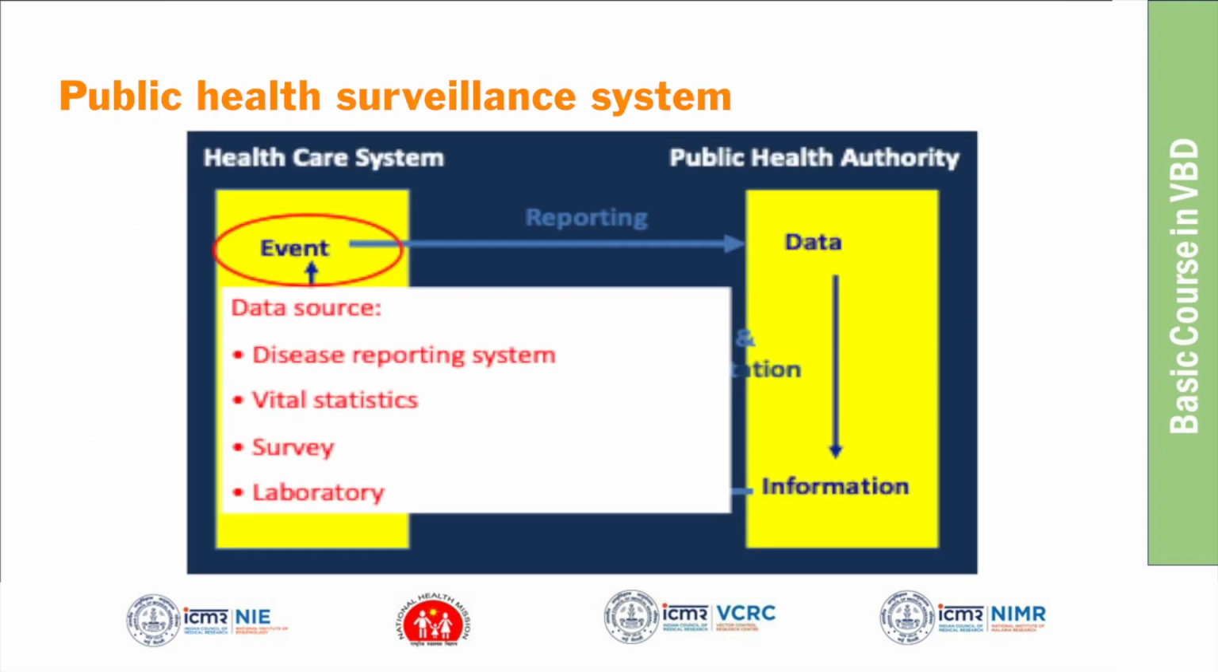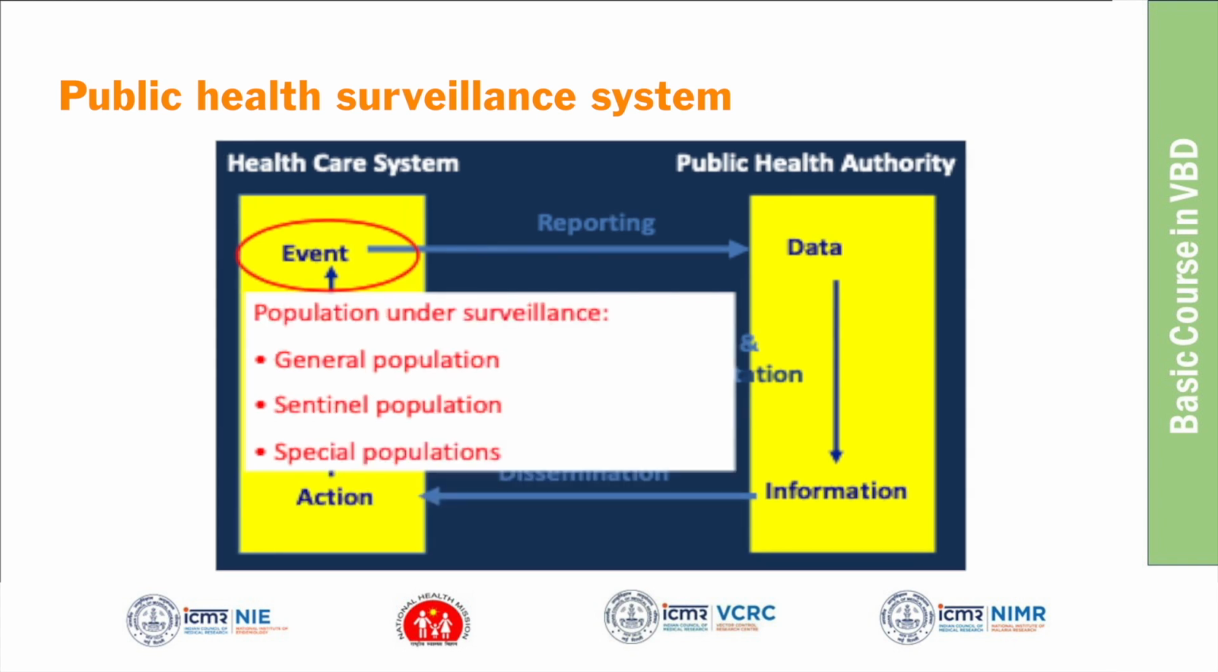So once we define the data, then we need to collect the data. From where are we collecting the data? It may be the disease reporting system, it may be the vital statistics. We can collect the data from surveys. It may be community-based surveys or hospital-based surveillance or laboratory-based surveillance. These are the data sources of any surveillance system.